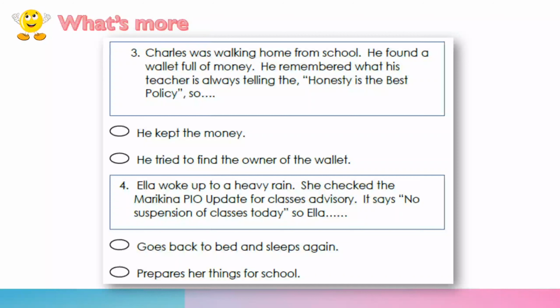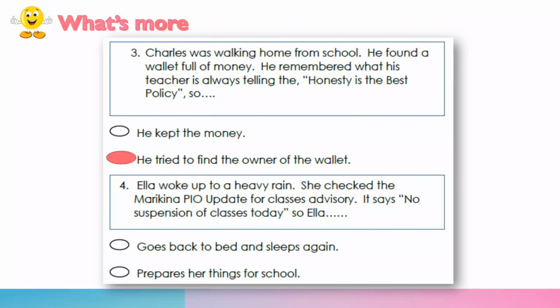Number 3. Charles was walking home from school. He found a wallet full of money. He remembered what his teacher is always telling, that honesty is the best policy. So, yes, he tried to find the owner of the wallet.